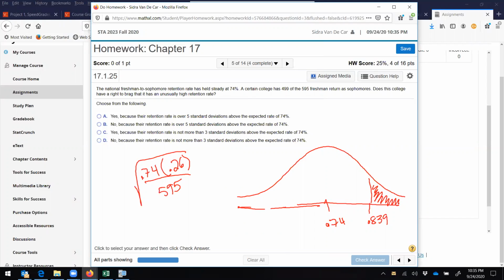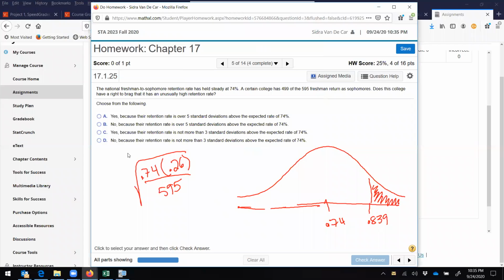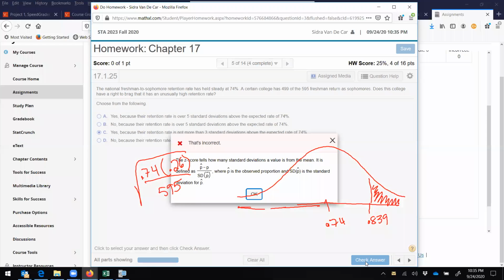Let's add one more and see if it's more than 3 standard deviations up. Yep, it's bigger than 3 standard deviations up. So yes, that's an unusual result. Now, why not go with 5 standard deviations? Because remember, our 68, 95, 99.7 rule, if I go up 3 standard deviations, that's more than 99.7% of my colleges. That's unusual.